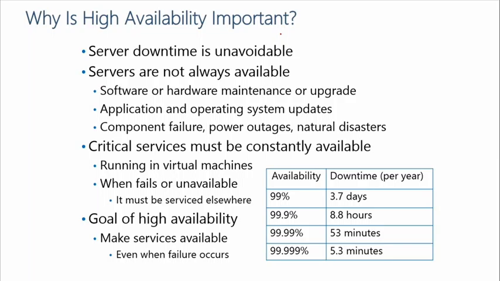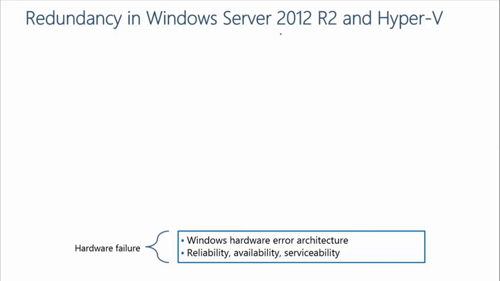For most organizations, three nines is what they strive for, which is a couple of hours of outages every quarter or so for regular preventative maintenance. That's generally considered pretty acceptable, I think, as long as it's planned for accordingly. So within Windows Server R2 and Hyper-V, what are the components we have in terms of preventing failure?